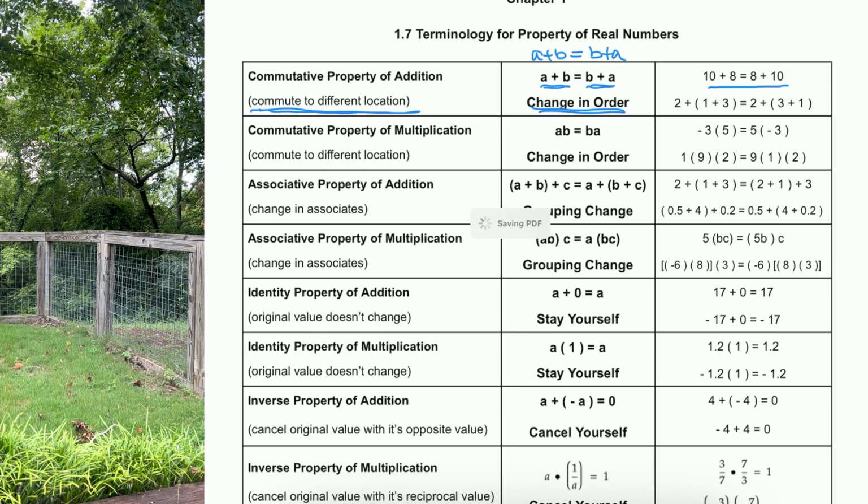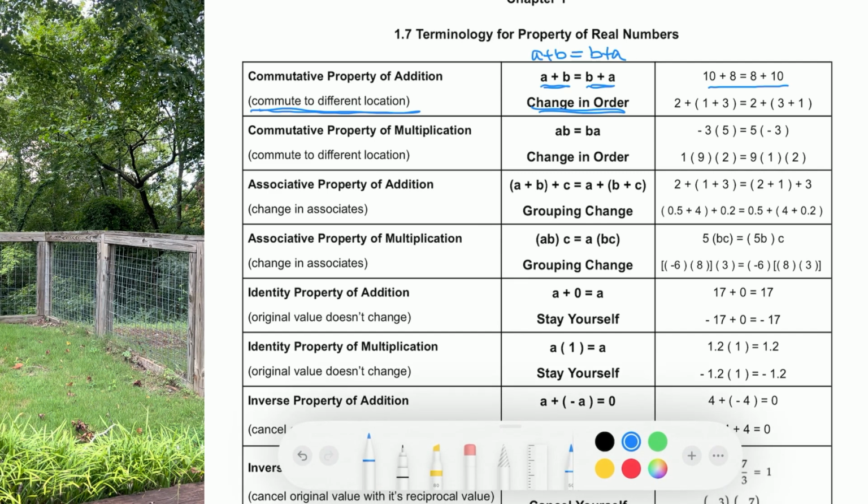Looking at the second example, we have 2 plus, and then in parentheses 1 plus 3 equals 2 plus, in parentheses 3 plus 1. Now notice the 2 plus did not move. It's still the first thing listed. So for this to be considered commutative property of addition, something had to change order. Well, what changed order was the 1 plus 3 and the 3 plus 1. So they switched locations. The 1 commuted to the second location and the 3 commuted to the first location. They switched parking places, let's say.